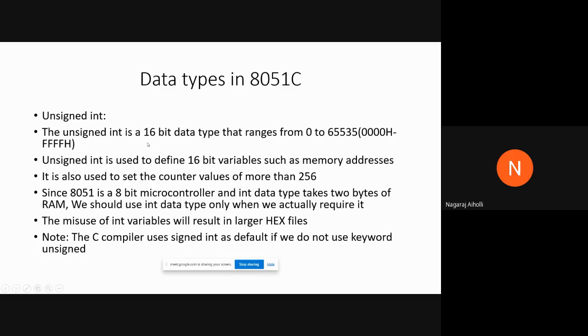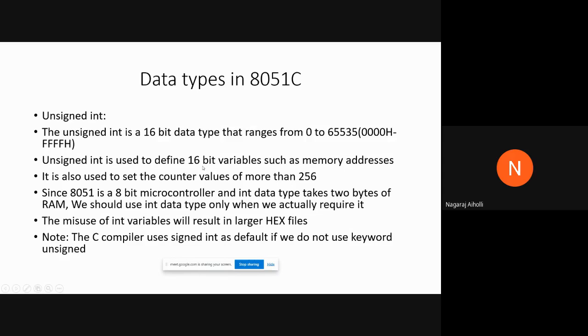Next is unsigned int, the third data type, the unsigned integer. Remember, character is 8-bit, while integer is 16-bit. Unsigned and signed integers are 16-bit data types. Unsigned int ranges from 0 to 65,535. If you convert 65,535 decimal into hexadecimal, you get FFFFH. That is the range of the 16-bit unsigned data type.